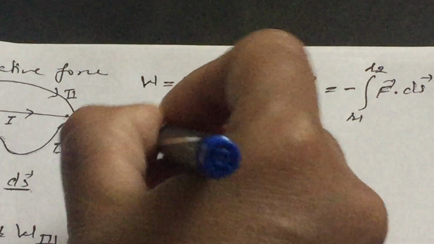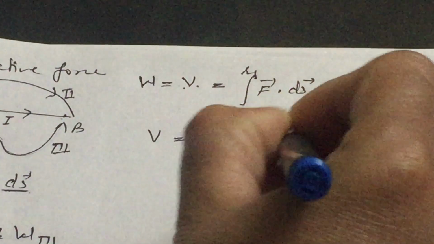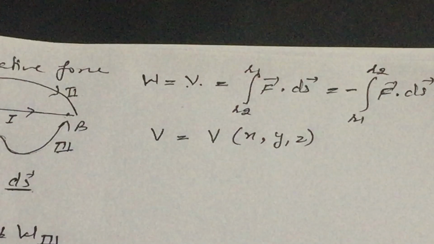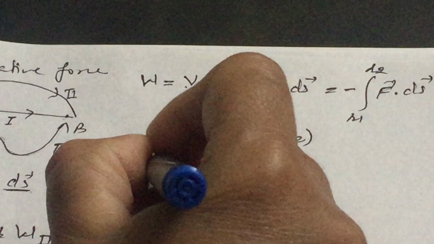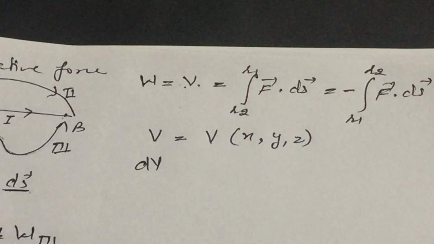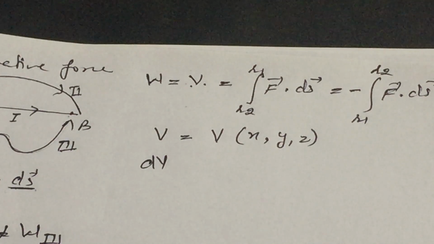The potential energy is due to the position of the particle. Here it is a function of the position coordinates x, y and z. If there is a change in the potential energy, it means there is some change in the coordinates, maybe an x coordinate change, maybe a y coordinate change, maybe a z coordinate change.